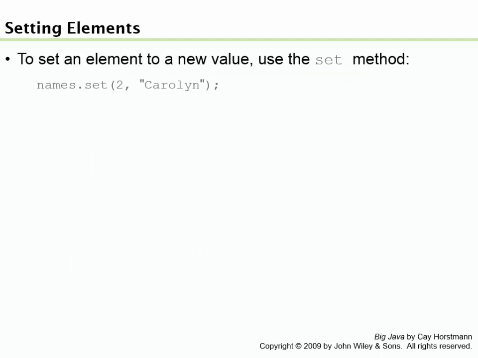Now, commensurate with the get method, there's also a set method. So you say names.set, and this takes 2 arguments. The first argument is the index you want to store it at. Say we want to replace Emily with Carolyn. You can do that by calling the set method. So set and get are like the accessor and mutators for array lists.